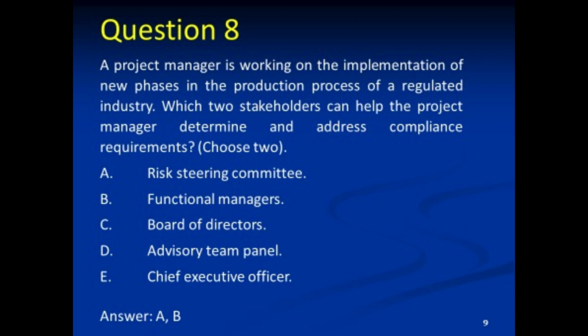So the best options are A, the risk steering committee, which will monitor the risk, whether the compliance requirements have been met or not, and B, the functional managers. The functional managers will provide the resources who will act as risk owners. So A and B are the best options who can help the project manager address the compliance requirements.